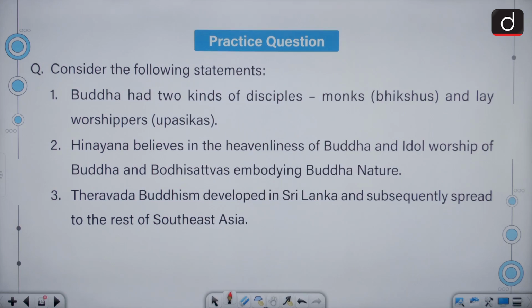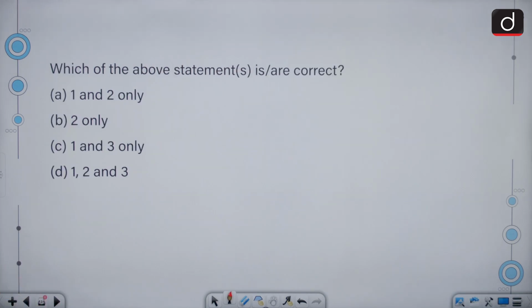Consider the following statements. Buddha had 2 kinds of disciples, monks, bhikshus, and lay worshippers, upasikas. Hinayana believes in the heavenliness of Buddha and idol worship of Buddha, and bodhisattvas embodying Buddha nature. Theravada Buddhism developed in Sri Lanka and subsequently spread to the rest of the South Asia. So we have to select the correct statement.